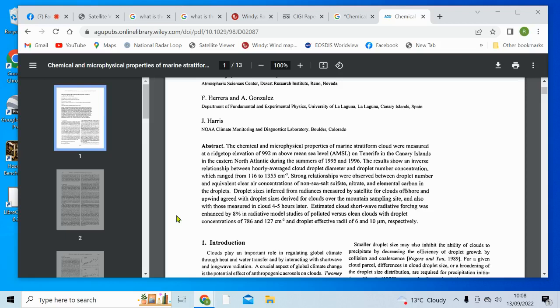The results of the inverse relationship between hourly average droplet diameter and droplet number concentration, which ranged from, excuse me there. Well, that's a big range. When they talk about a range of 116 to 1,355 per cubic centimeter, it headed the other direction of the albedo range. See, they love their math, don't they? Crunch those numbers, folks. Crunch the numbers.